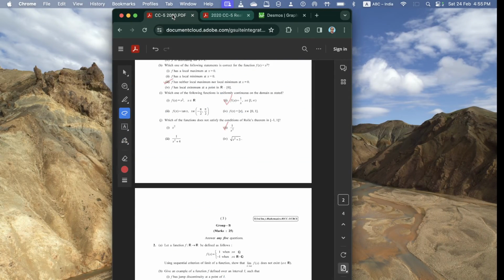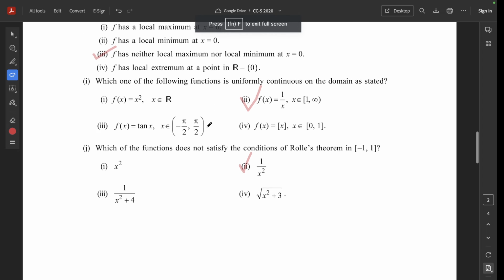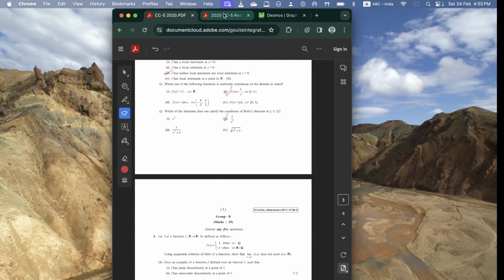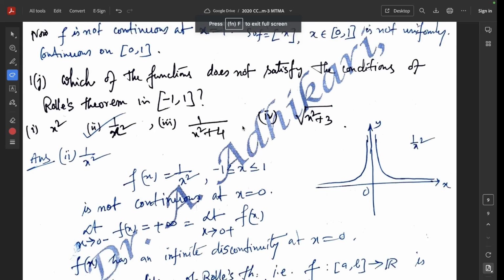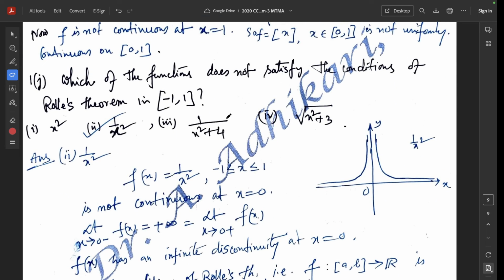Next question, last question: which of the functions does not satisfy the condition of Rolle's theorem in the closed interval −1 to 1? Option 2, 1/x². Because if we draw the graph of 1/x², the limit from 0 plus is plus infinity, and from 0 minus of this function 1/x² is also plus infinity.